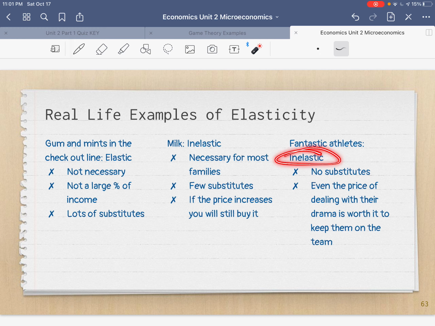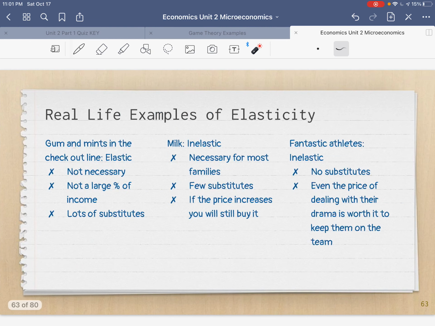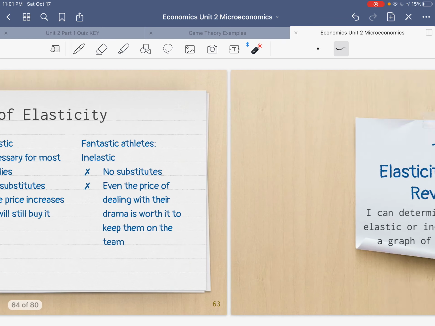He is an inelastic good. There are very few substitutes for him. He is necessary for the team. And honestly, the percent of income here, based on how much the NBA makes, they can pay him that much, okay? So there's another sports example for you.